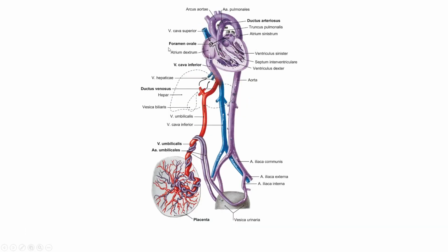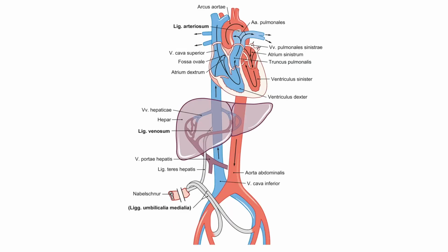Here we see the circulation of the heart. The foramen ovale was located here. The ductus arteriosus, the connection between the aorta and the pulmonary trunk, is here, which also later closed. In the liver, we have here also the ductus venosus, which then turns to ligamentum venosum. Also important.